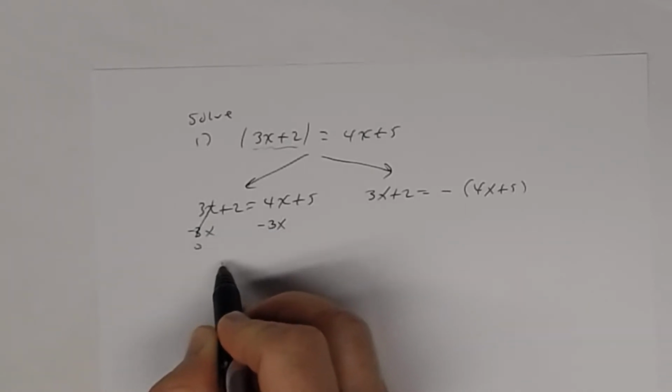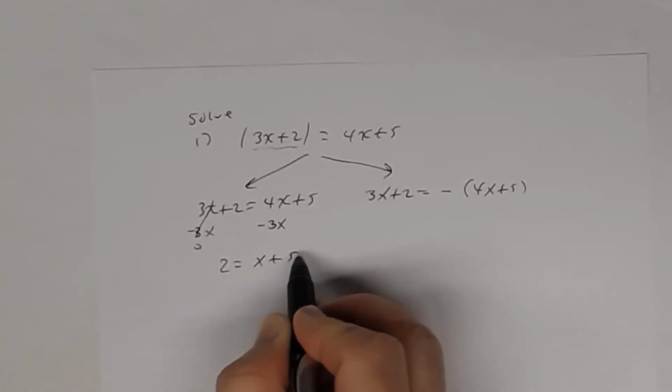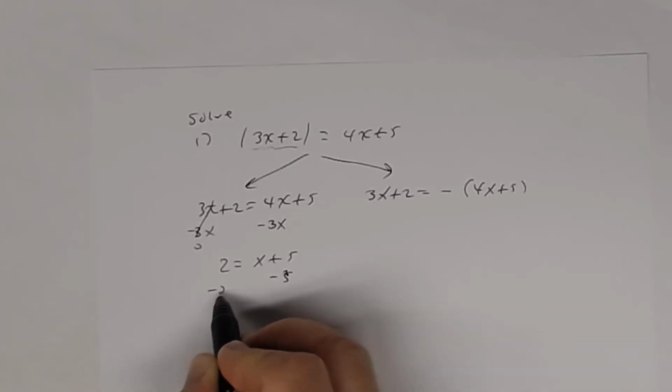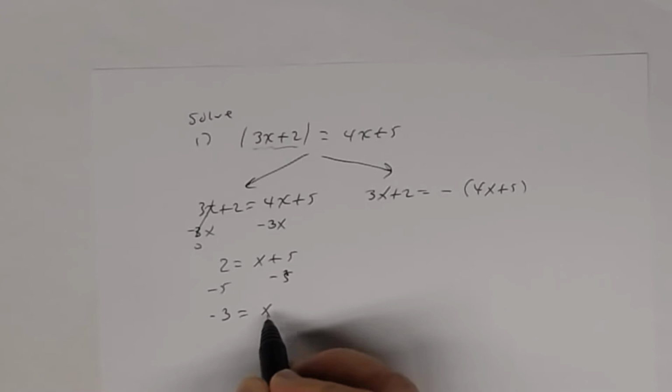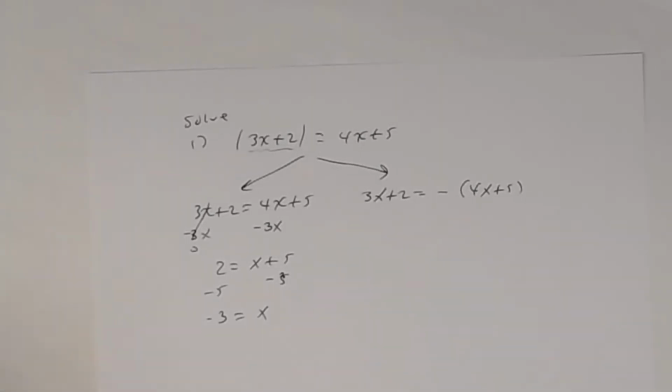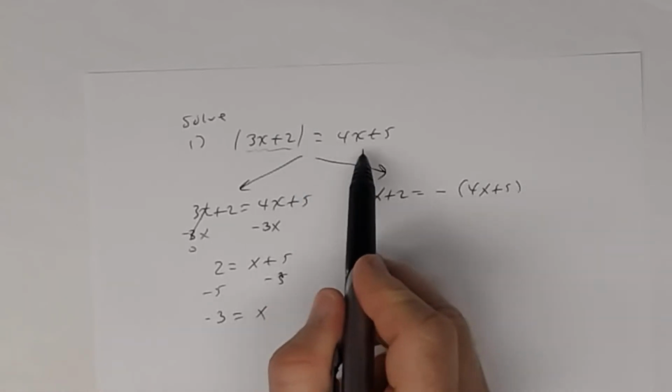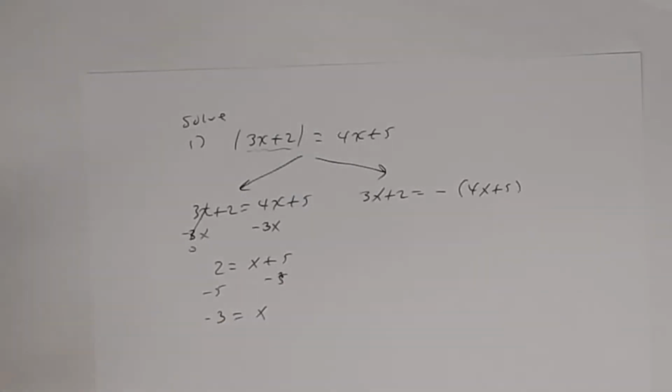And so I get 2 equals x plus 5, and then subtracting 5 from both sides, I get 2 minus 5 is a negative 3 equals x. All right, now let's talk about this. So now that I have variables on both sides, right? I have variables on both sides.